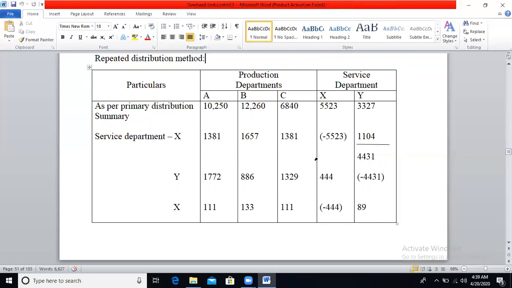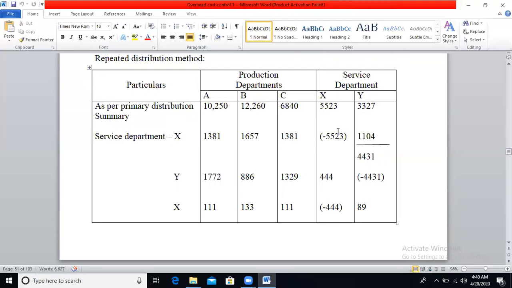So first you need to cancel the first service department, that is the X department. Take the total value of X department, 5,523. This should be reapportioned to all the production departments and the remaining service department on the basis of X percentages. What are the X percentages? For department A, it is 25%. For department B it is 30%. For department C, it is 25%. And for department Y it is 20%.